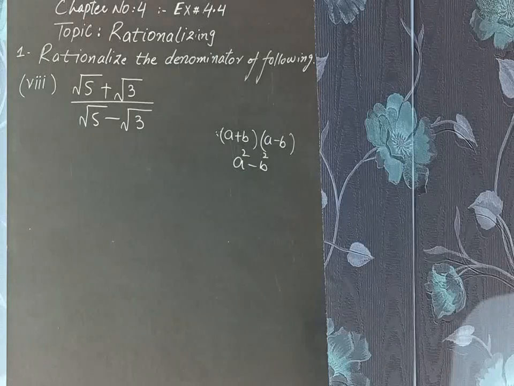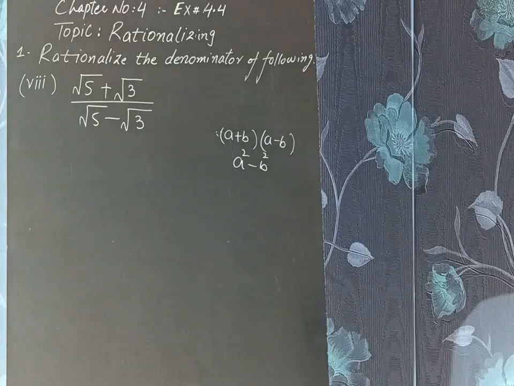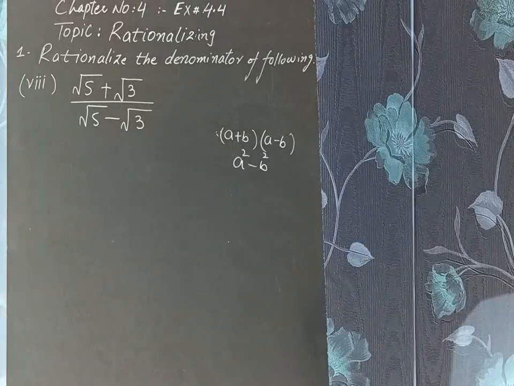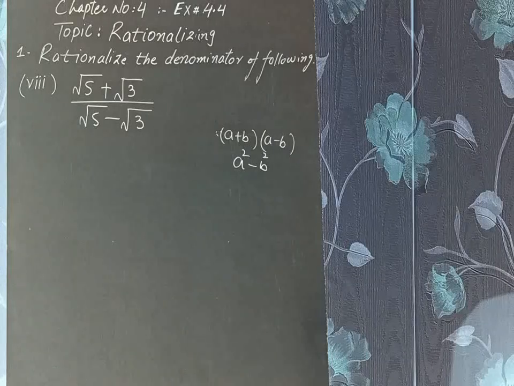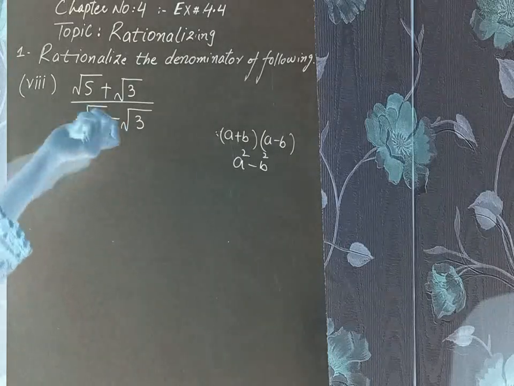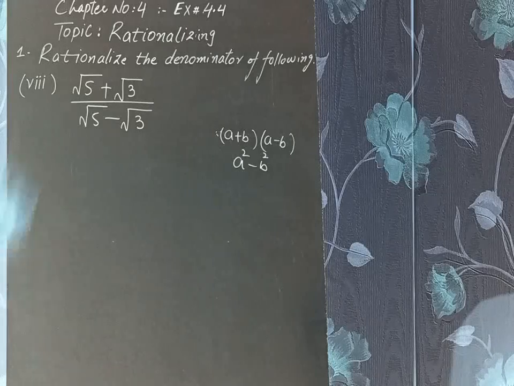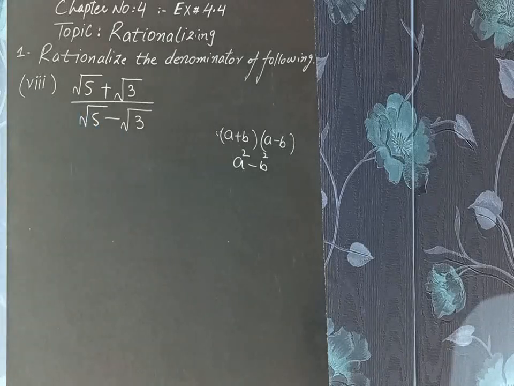Okay guys, now we are going to solve part number 8. Part 8 again has a surd in the denominator. Here there are now two surds. In the same way, we have to rationalize this denominator. We have to eliminate the surd from the denominator. So how will we eliminate this surd from here? We will take the conjugate of this and multiply and divide this expression by the conjugate.